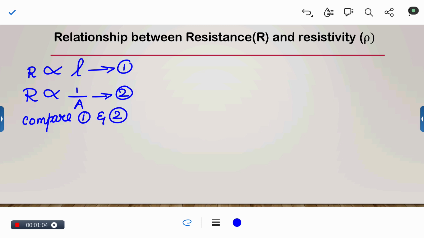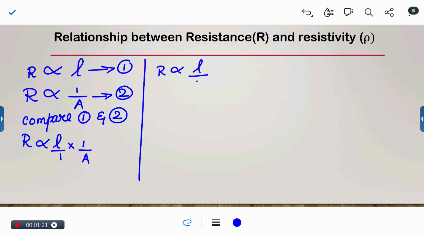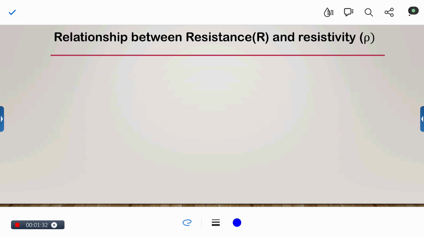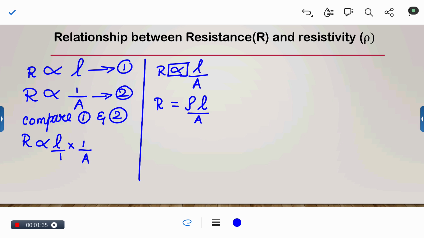What is equation number 1? R is directly proportional to length and inversely proportional to area of cross section. Here I don't have a denominator, so let's assume it as 1. L into 1, L. So R is directly proportional to length. 1 into A. Now we are going to remove this proportional symbol and introduce a constant term called rho.